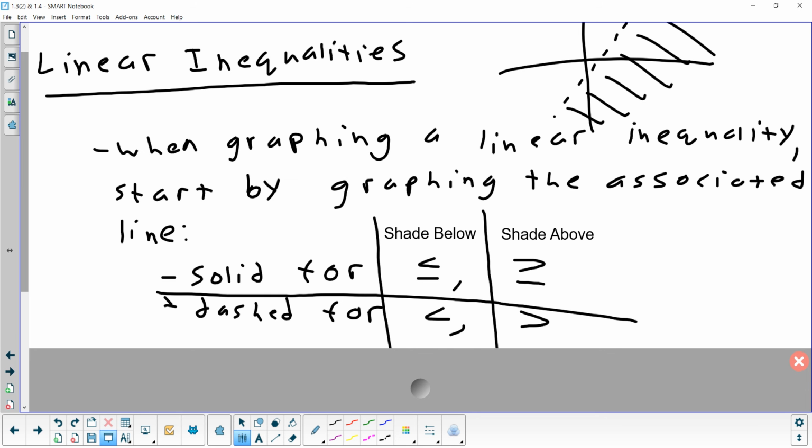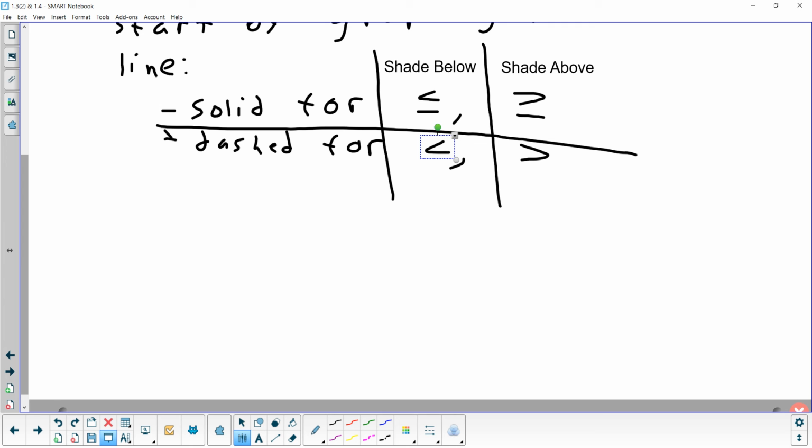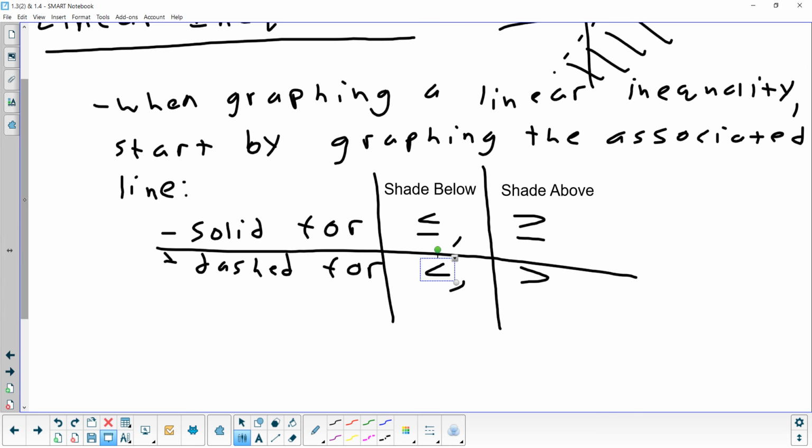Then, once you know what kind of line to put, you have to decide if you should be shading above or below. Less than, think less than is below. If I have less money than you, my amount of money is below your amount of money, below. Less than is below, greater than is above. And I think that's pretty much it for the steps. That little chart kind of summarizes it very, very nicely. So we'll finish up with one example of that, and that'll be it.